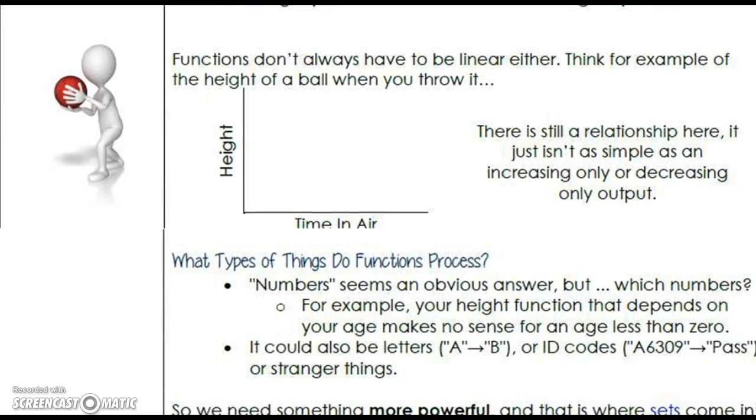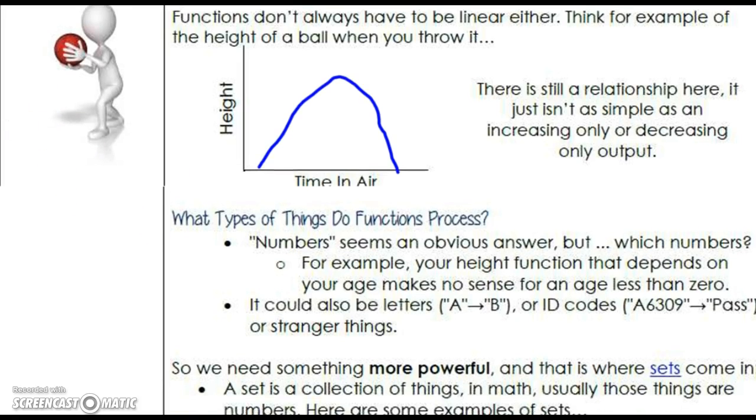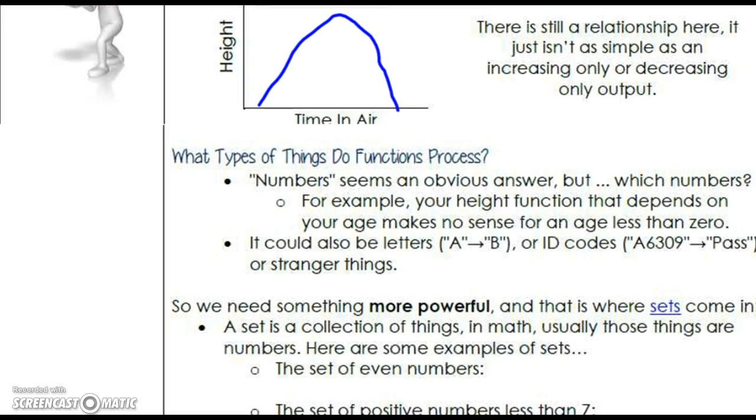All right, let's look at it if it were not linear. It doesn't always have to be a line. What about if we throw a ball in the air? So it's going to start down here, it's going to go up, it's going to reach the highest point, and then it's going to go back down. So that's not linear. So functions can have a different shape sometimes, so keep that in mind.